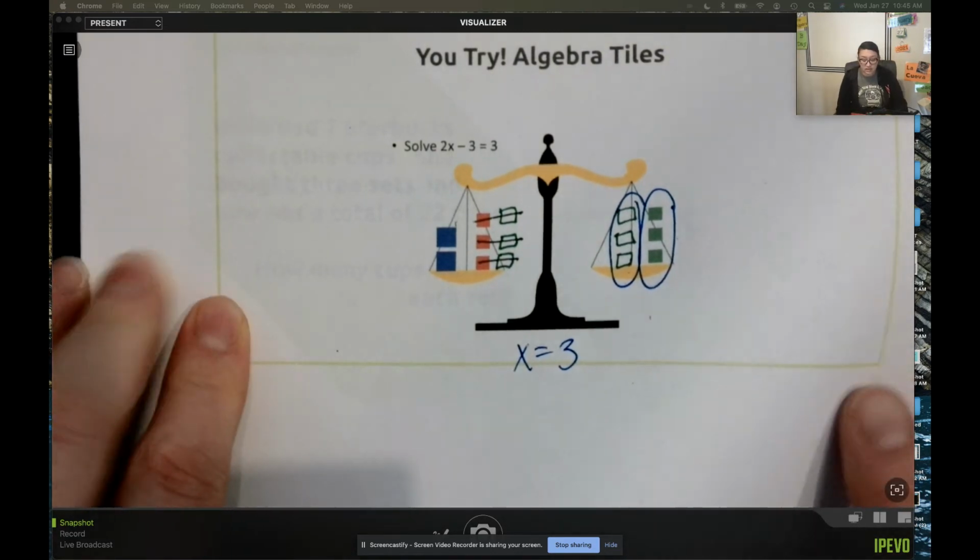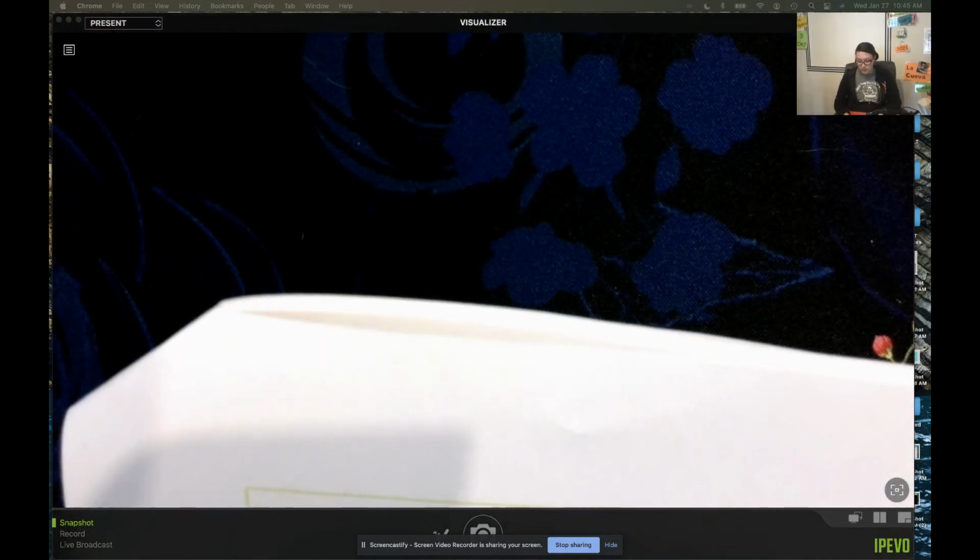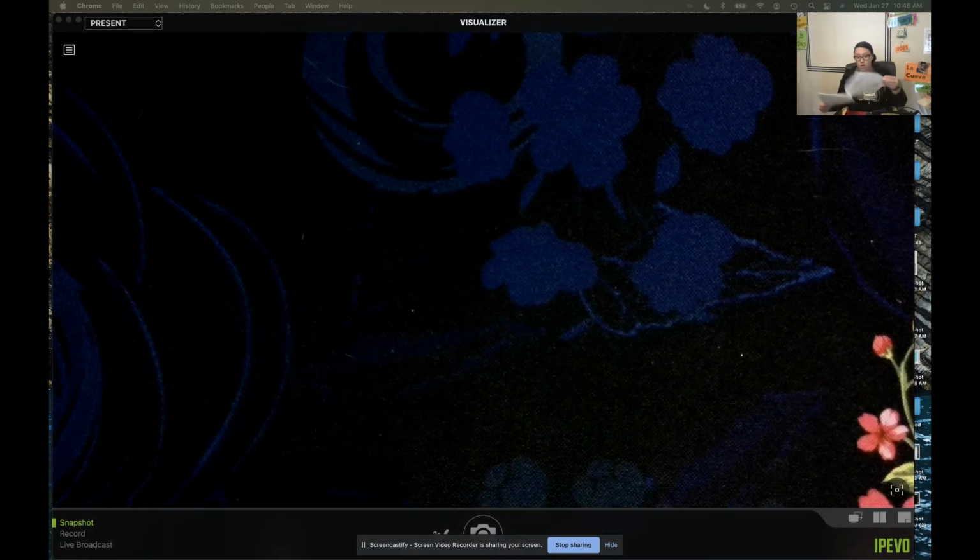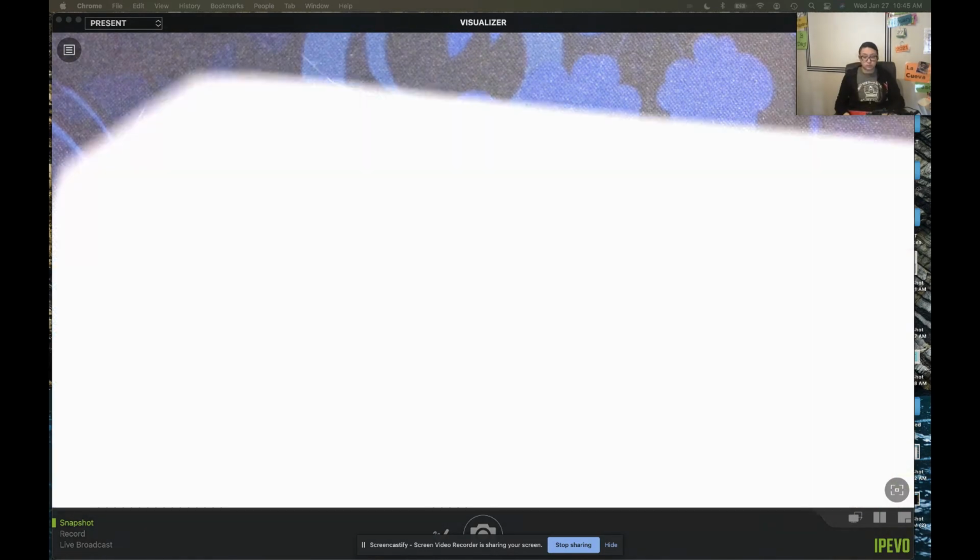If you've got questions on algebra tiles, let us know. We can set you up with some more problems. Otherwise, we're going to get into now word problems.